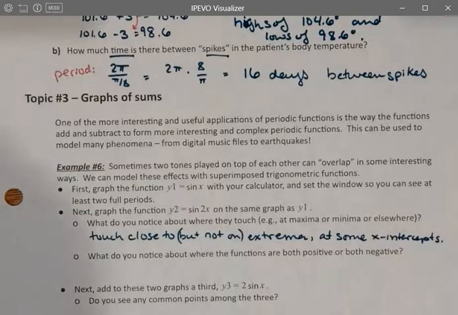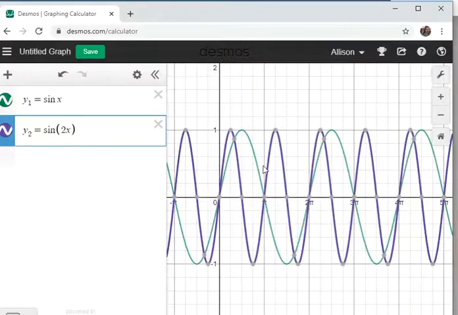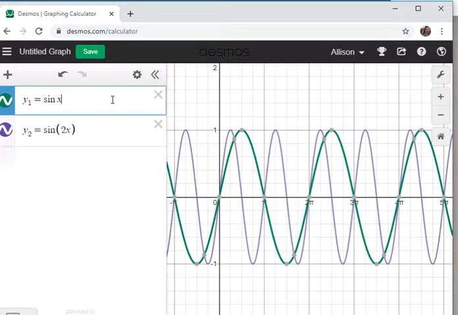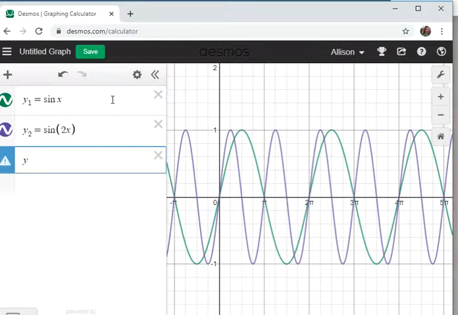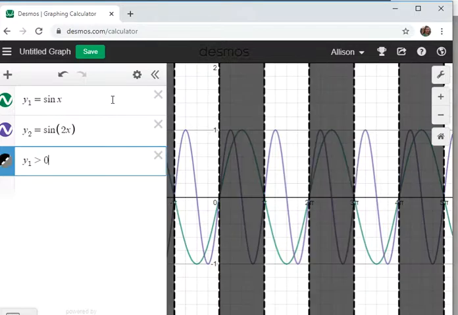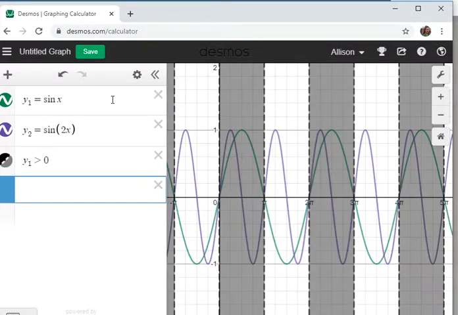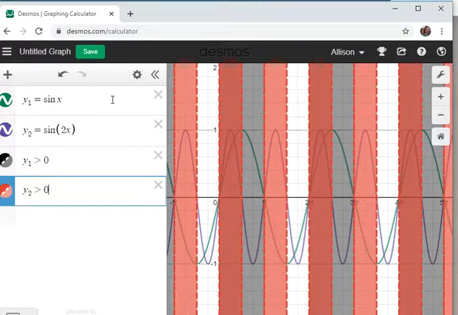What do we notice about where the functions are both positive or both negative? All right, so let's look at the graph again. So where are they both positive or both negative? So I don't know if I can put it greater than 0. No, not on the same line. But I might be able to do y1 greater than 0 at least, showing me where the first graph's greater than 0, and y2 greater than 0, showing me the second graph's greater than 0. And so we're looking at intervals over which they're both positive right now.